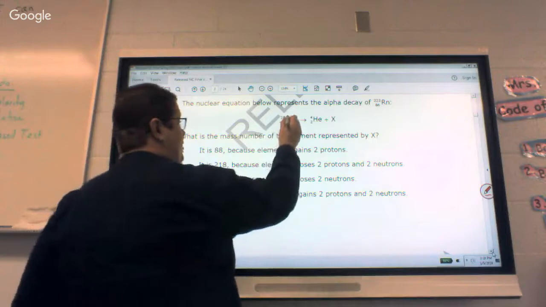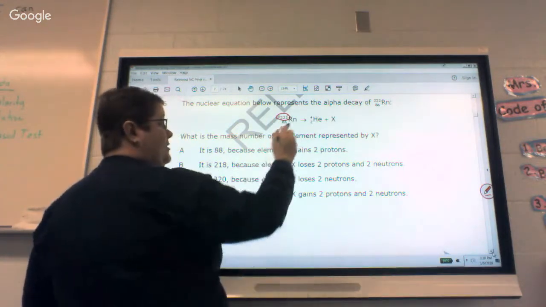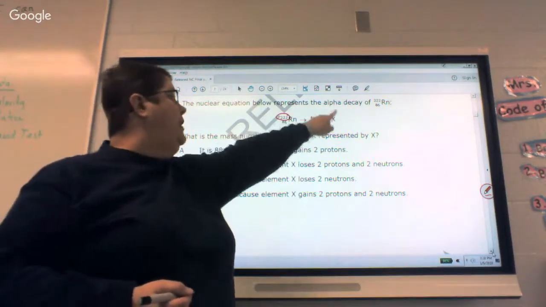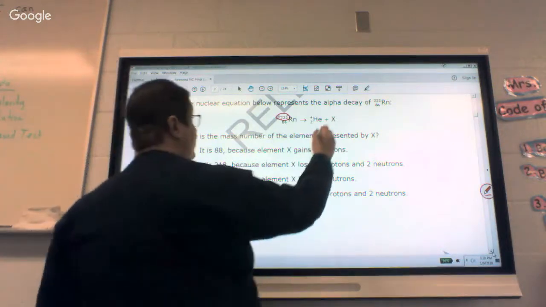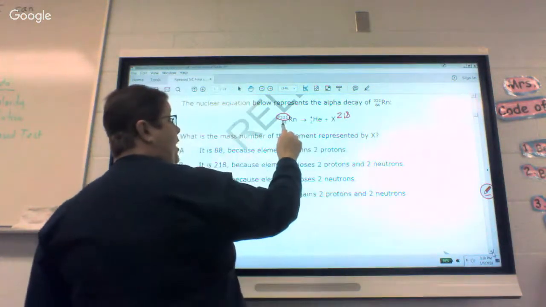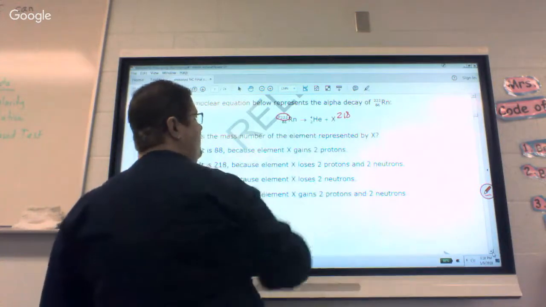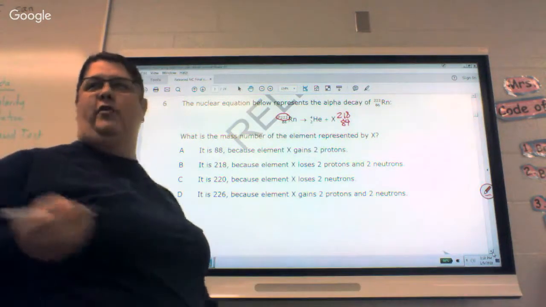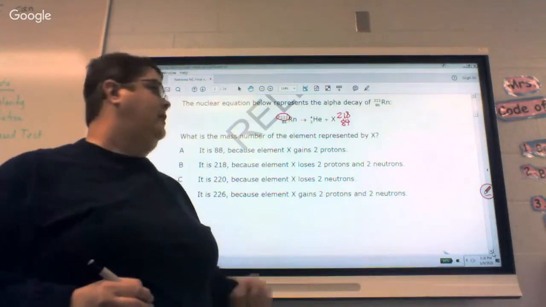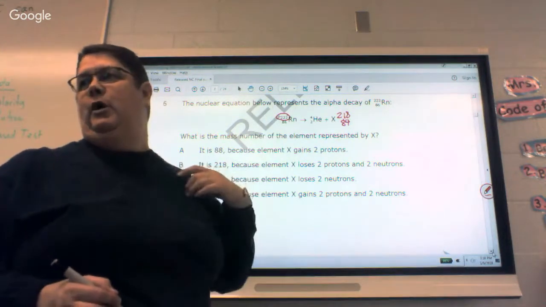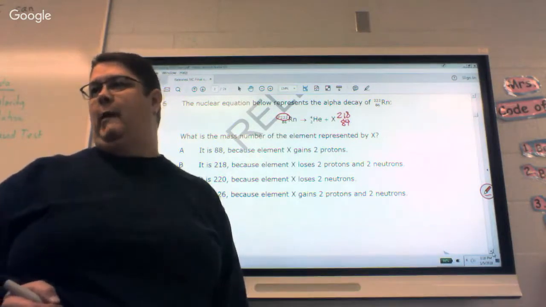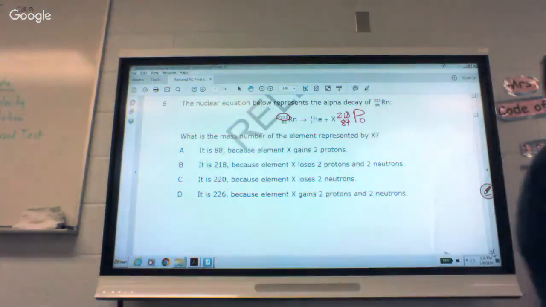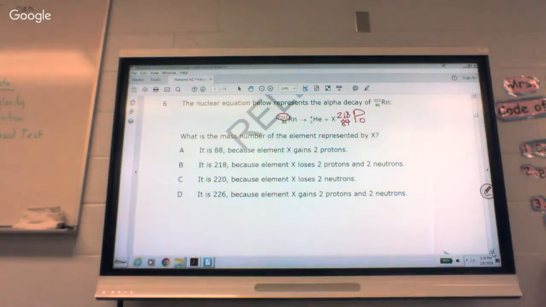The mass on this side is what? So the mass on this side has to equal 222. So it already has a mass of what? So 4 plus what will equal 222? What do you think? You have a number of 86. So 2 plus what will give us a number of 86? 84. Now, if you wanted to know the element that goes with it, what tells you the element? The mass or the number? So what element has a number of 84? That's how you figure out what the X is. You're just basically adding and making sure the number is equal on both sides.